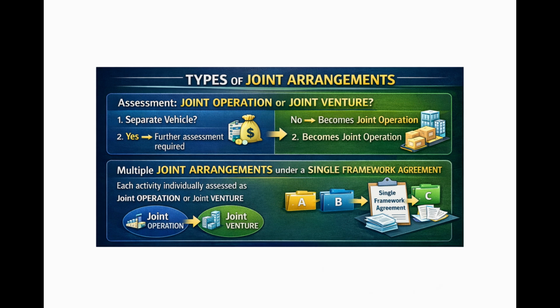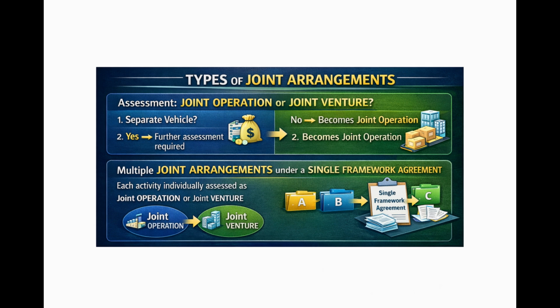Now let's move to the next part of the chapter, that is the fourth part, types of joint arrangements. This is a very important classification chapter because once classification is wrong, accounting will also go wrong. Overall structure of this part.